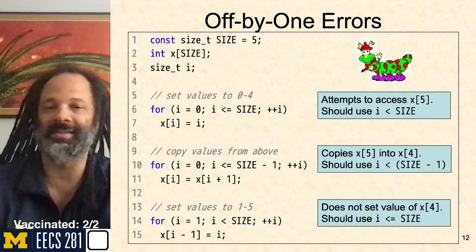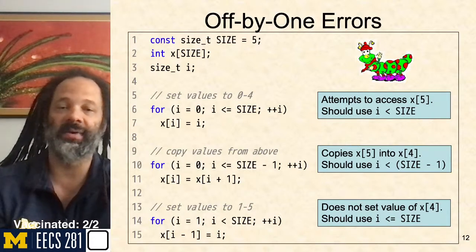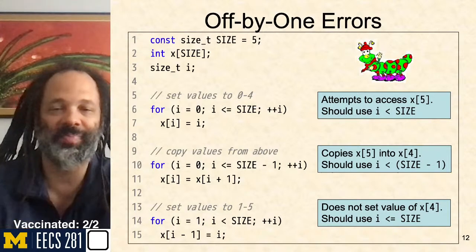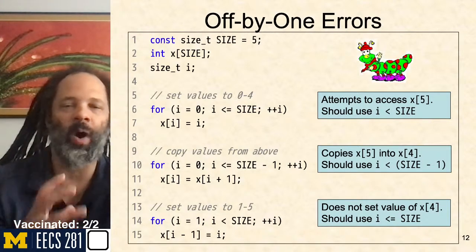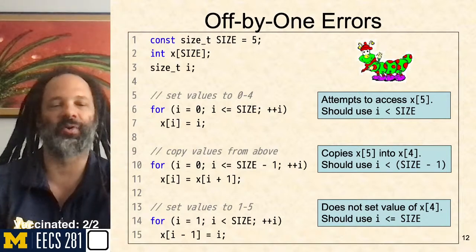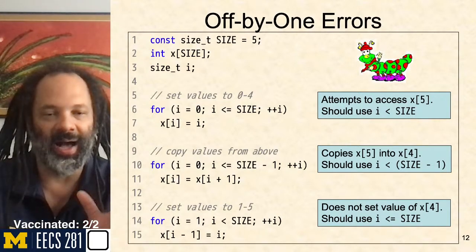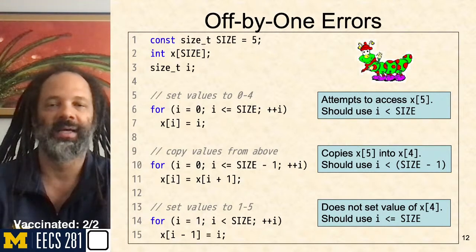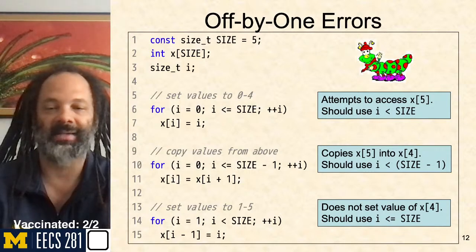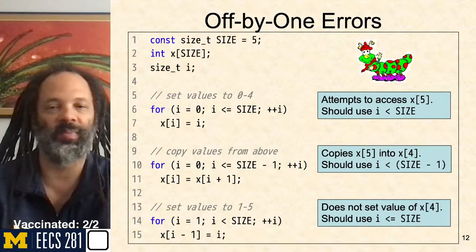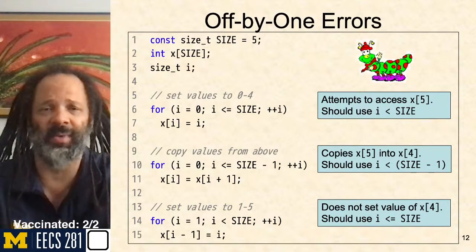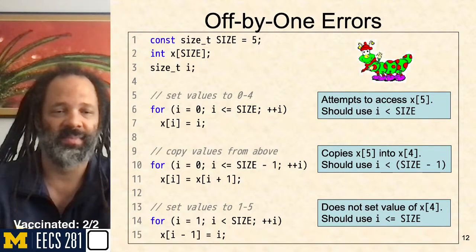Line 6, that is not a nice for loop. I've got i equal to 0, i less than or equal to size. That shouldn't be there unless I really want to. And this is a great place to have a comment. If you're ever going to do something like i less than or equal to size, you better put a comment in there as to why you're doing something abnormal. Someone's going to look at that for loop and start scratching their head. Why are they doing 6 of them when I only have 5 of them?